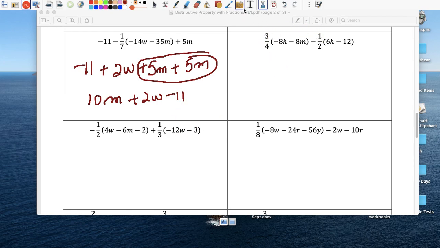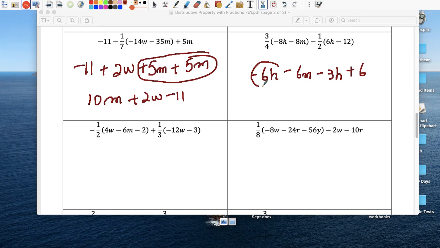Two distributive properties to do. 3/4 times 8 is going to be 6, negative 6h. Again, minus, and then same number. Instead of h though, we're going to use 6m. Negative and a positive is a negative, and half of 6 is 3h. Negative and a negative is a positive, and half of 12 is 6.